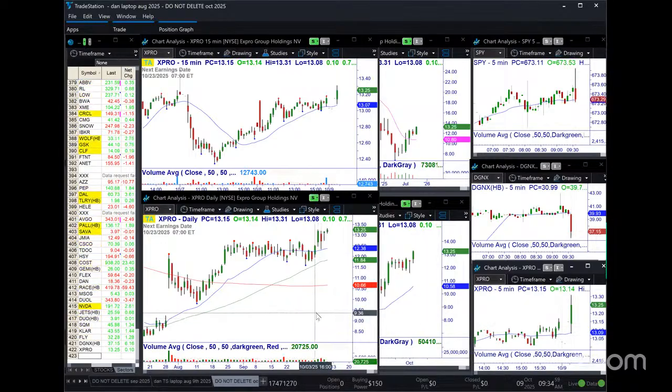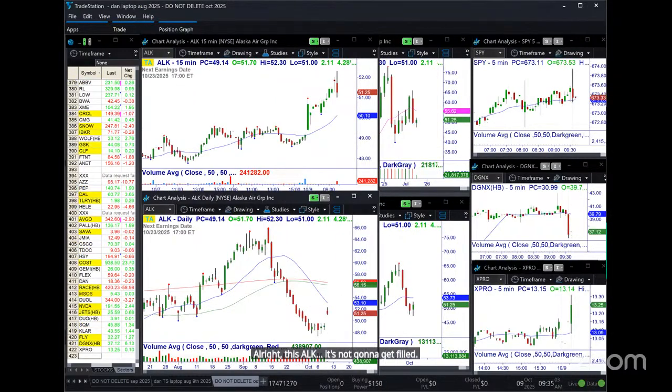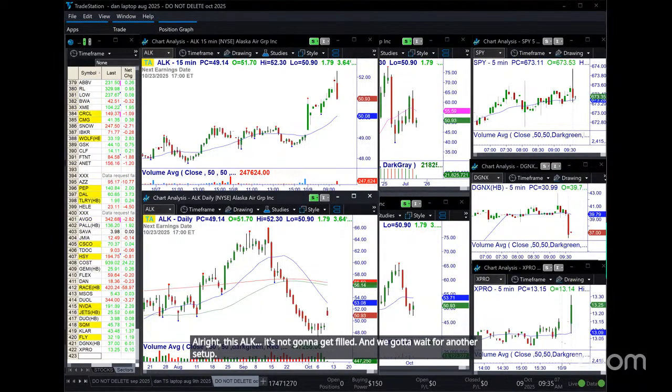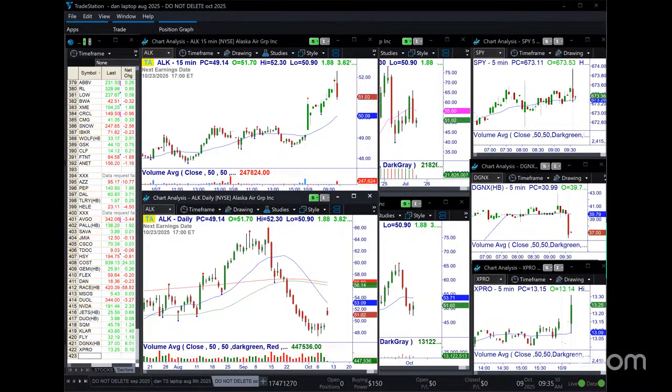All right, this ALK is not going to get filled. And we got to wait for another setup. That actually was in the advisory letter because of the time. It was more than 10 BTE.